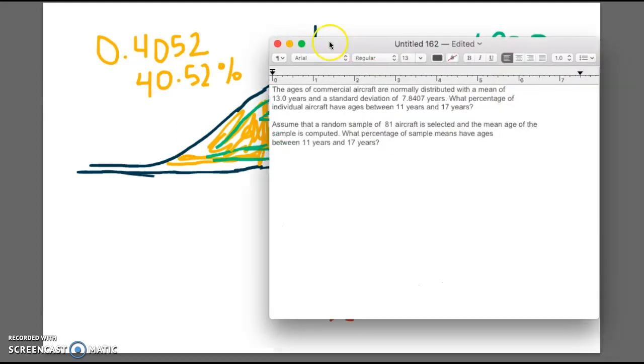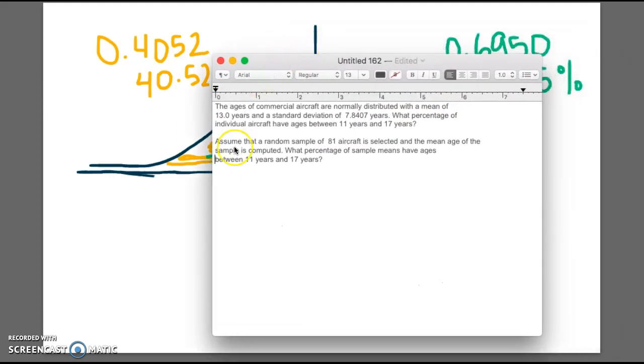Now there's a second question here I'm going to pull to the middle. Assume that a random sample of 81 aircraft, now we're looking at a sample, from the normal distribution, is selected and the mean age of the sample is computed. What percentage of sample means have ages between 11 and 17? So now we're going to look at the sample and the sample mean, and it's a simple little trick. Let me pull up a new page.